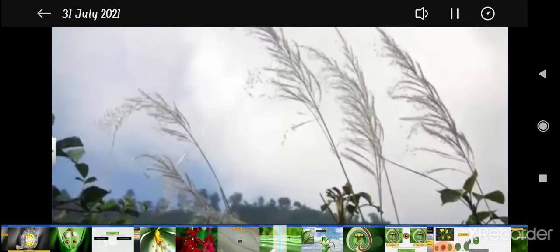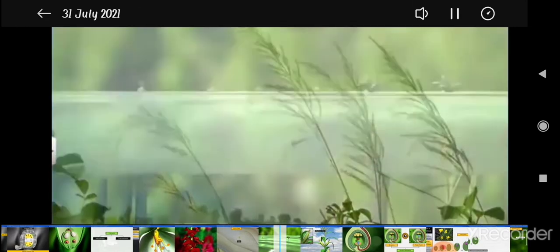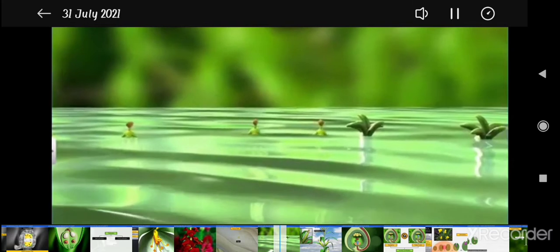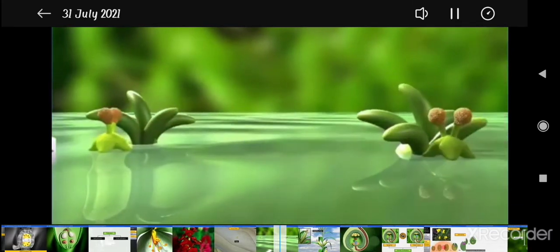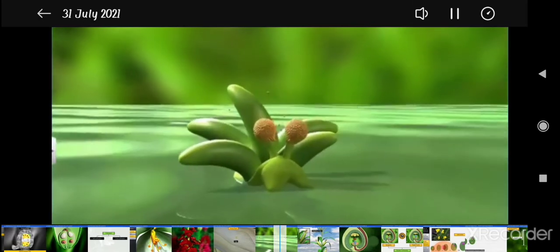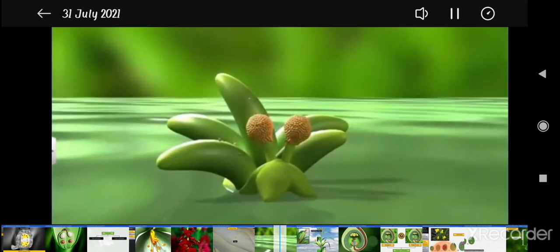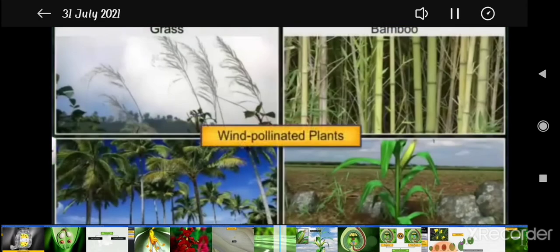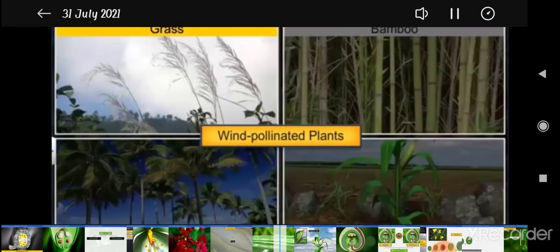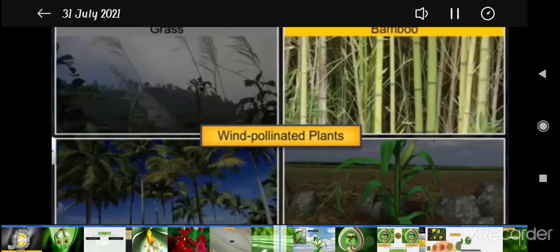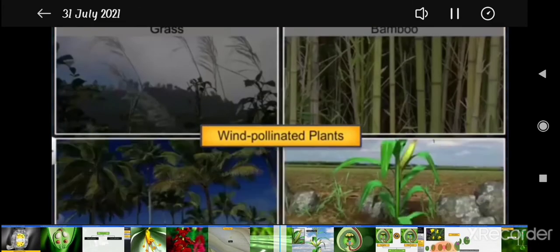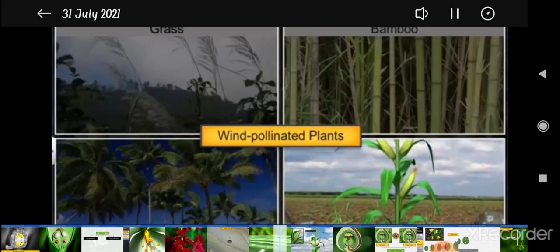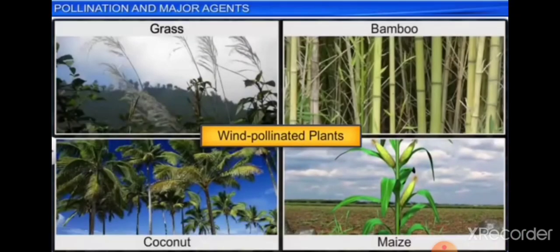Surprisingly, in aquatic plants, wind pollination, also called anemophily, is more widespread than water pollination. Wind pollination also occurs in terrestrial plants such as grass, bamboo, coconut and maize.